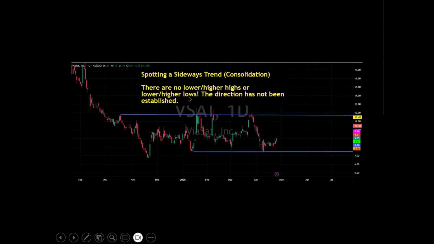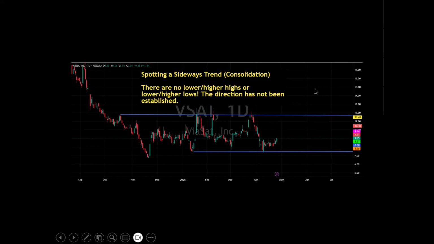Right here, right? This is a sideways trend and it's considered consolidation. There are no lower or higher highs, or lower lows or higher lows. It's just that the direction hasn't been established. It's trading sideways, as you can see. So you have this right here, a peak, a peak, a peak, a peak. It's all trading within the same range. A peak, a peak. All of this stock is trading between here.